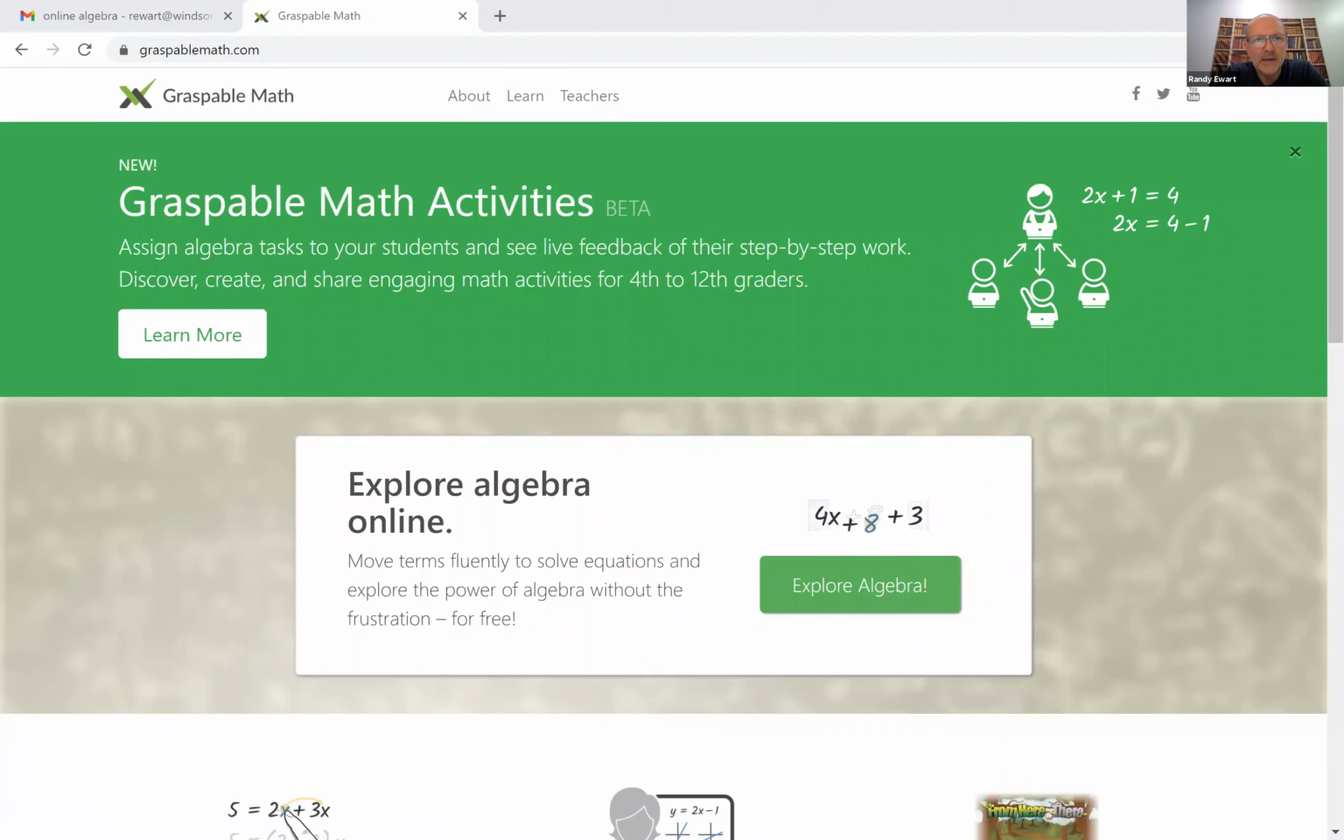So the website here is Graspable Math, grasping as in like with your mouse. There's an app version that's, I don't think it's the same company. It's called Touch Algebra that does the same thing, but then you can use your finger, hence the word touch versus graspable.